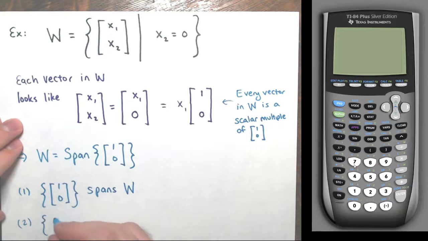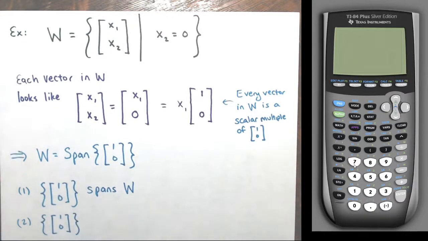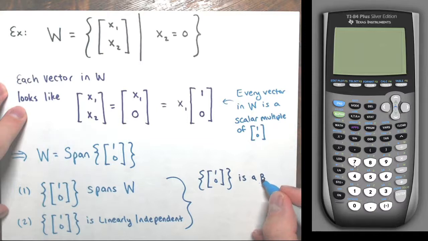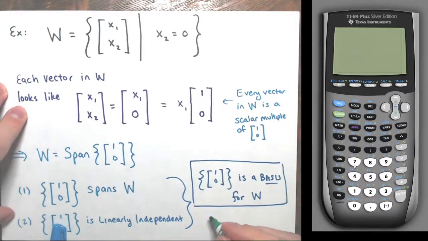And 2, isn't this set linearly independent? And again, you could do a formal check if you wished, use the definition with that equation, set up a scalar multiple of this equal to the 0 vector, and see if it has only the trivial solution where all the scalars are 0 or not. But it's just got one vector, and it's a non-zero vector. Remember, any set with one non-zero vector will be linearly independent. So these two things are true, so that means this set with the vector 1, 0 is a basis for W. Okay, and therefore the dimension of this vector space W is 1.